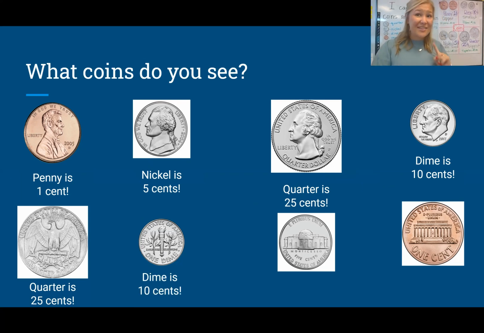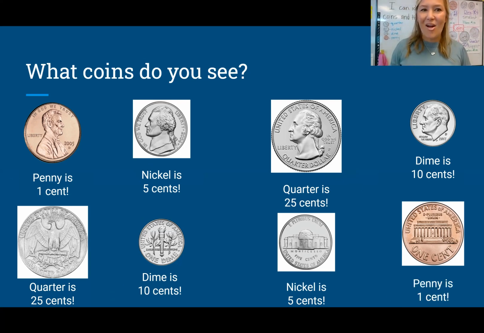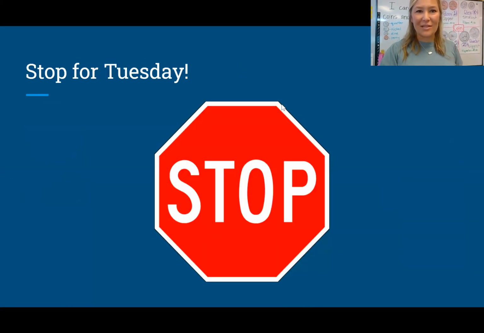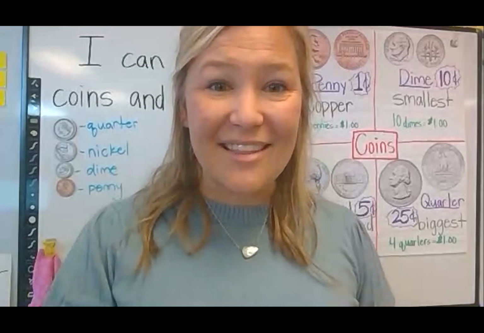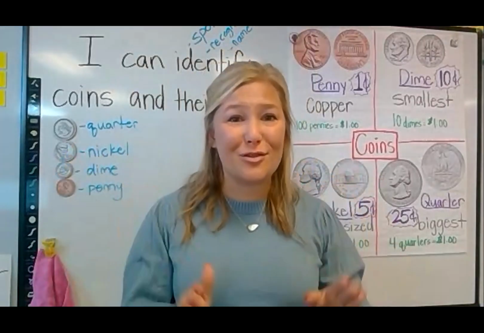Can you see the next one? You're right. It's a nickel and it's worth 5 cents. And that last one, you're like, I already knew it. Penny, 1 cent. Got it. You guys did an awesome job identifying those coins. You could definitely recognize them so super fast.